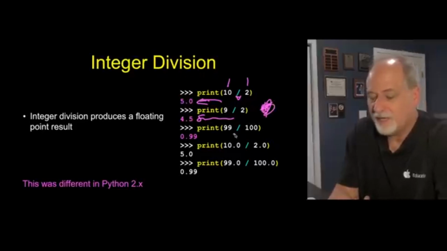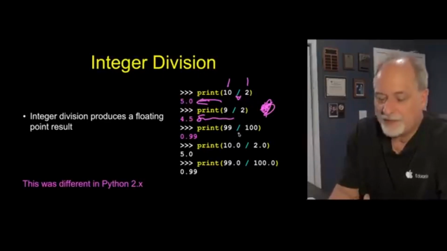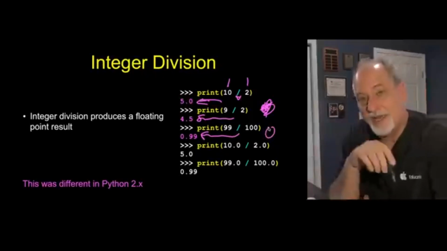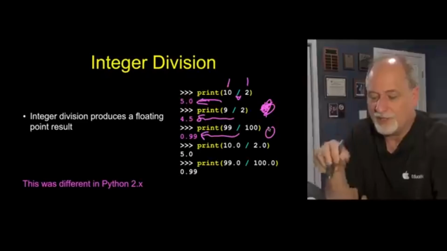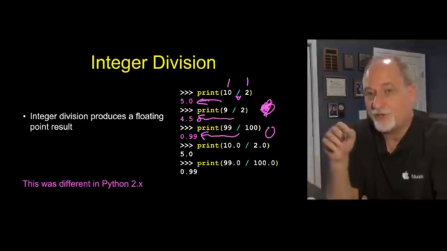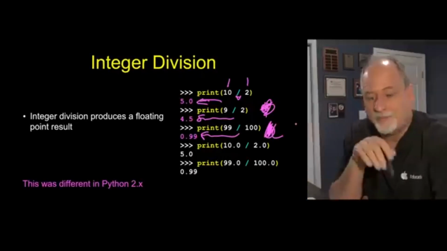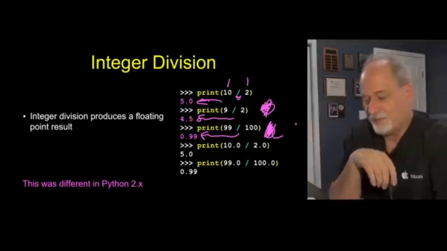The same with 99 over 100. As you would expect, if this were a calculator, you get 0.99. Actually, what you get in Python 2 is 0. It doesn't round at all, it truncates. So 99 over 100 is 0.99, and then it truncates to 0. That's Python 2. We're not talking about Python 2. There's a good reason we're not talking about Python 2.